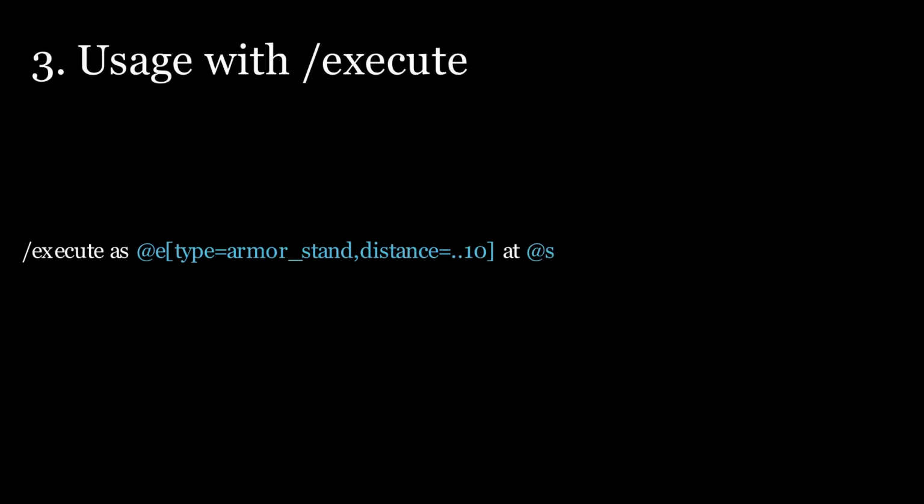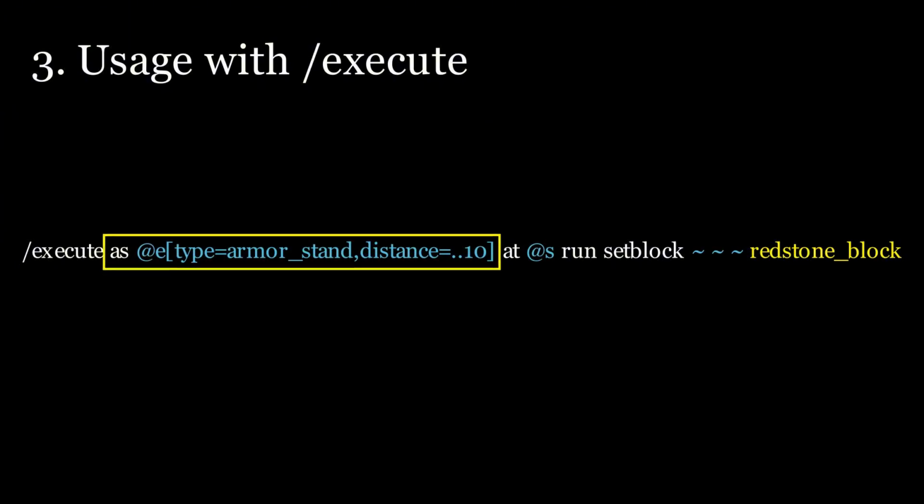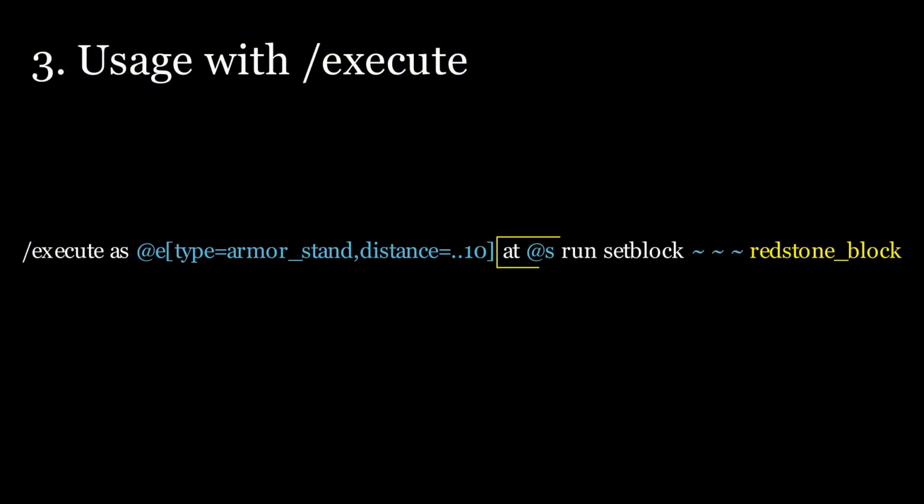To help understand this, let's look at an example. This command will make every armor stand within a radius of 10 blocks from the original command executor run the command, but the location of the command execution is still on the original command executor, so we force the command to run it themselves, causing each armor stand to place a redstone block on themselves.